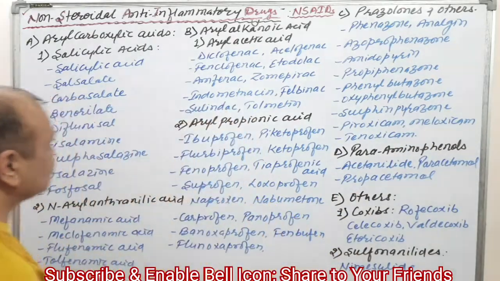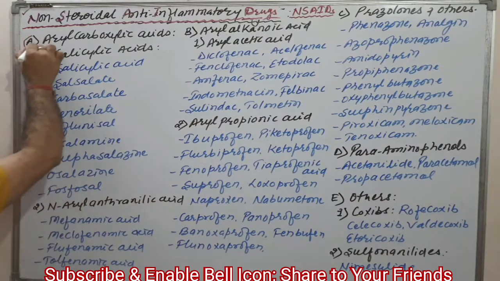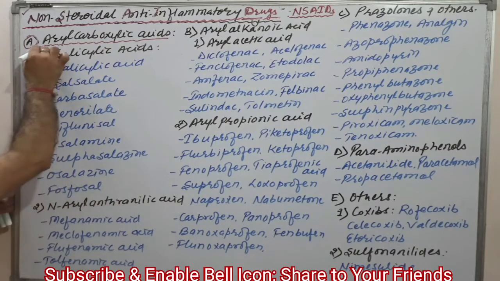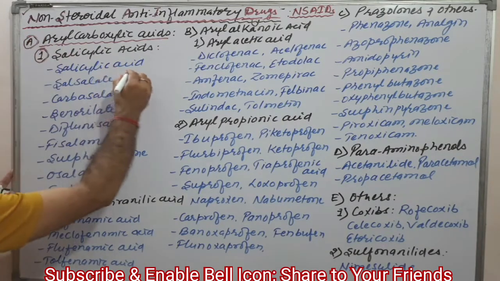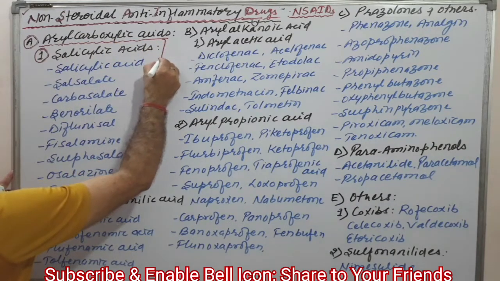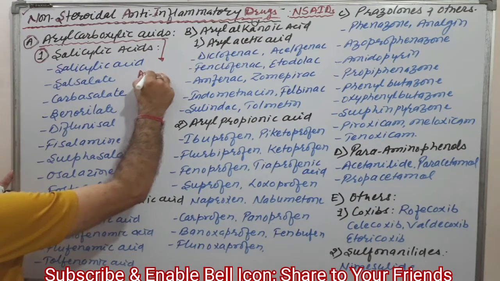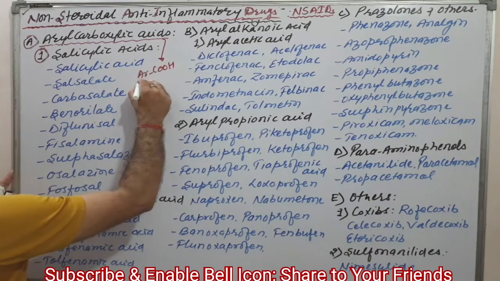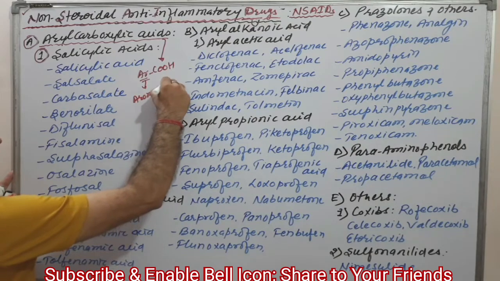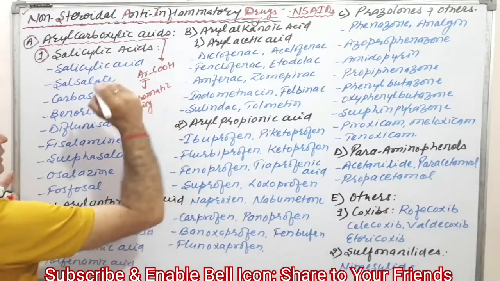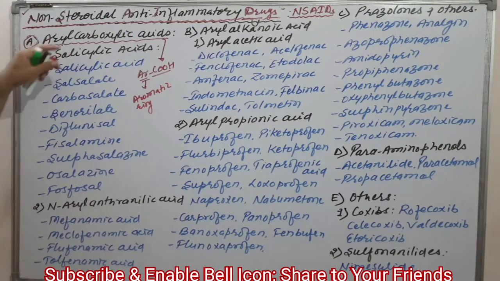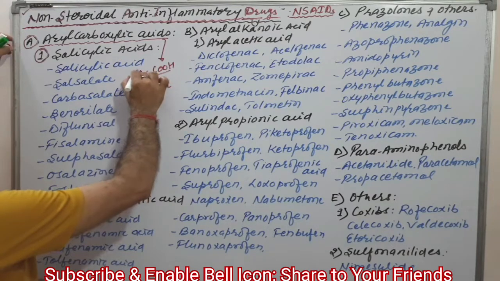Now come to the first category, aryl carboxylic acid. Aryl means aromatic, and carboxylic acid in general formula is ArCOOH. Here Ar stands for aromatic ring system, and COOH is the carboxylic group. This is the general formula for these drugs.